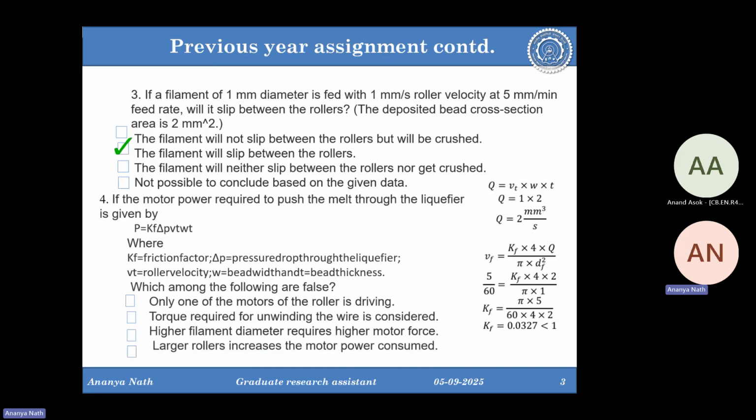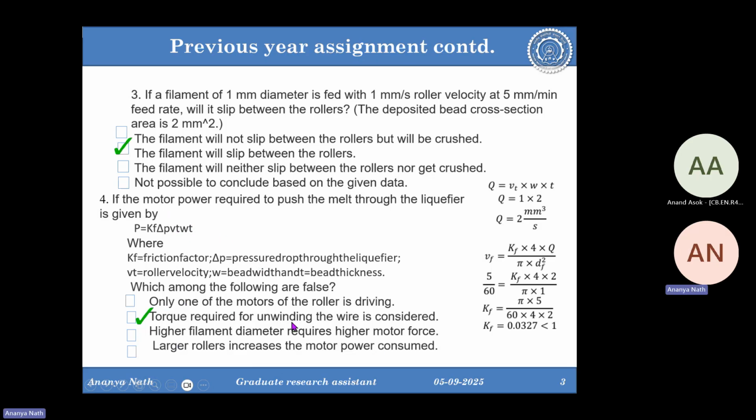Next is if the motor power required to push the melt through the liquefier is given by this formula. It's totally based on the formula that we have. So the actual answer is torque required for unwinding the wire is considered. This is the first statement. This is the formula. Kf is the friction factor, as I said. Del P is the pressure drop through the liquefier. Vt is the roller velocity. We already talked about the width and the thickness of the bead. Power required is Kf del P Vt Wt.